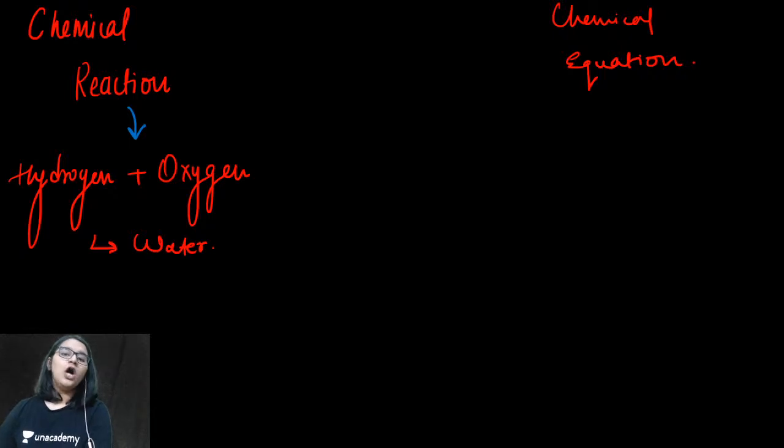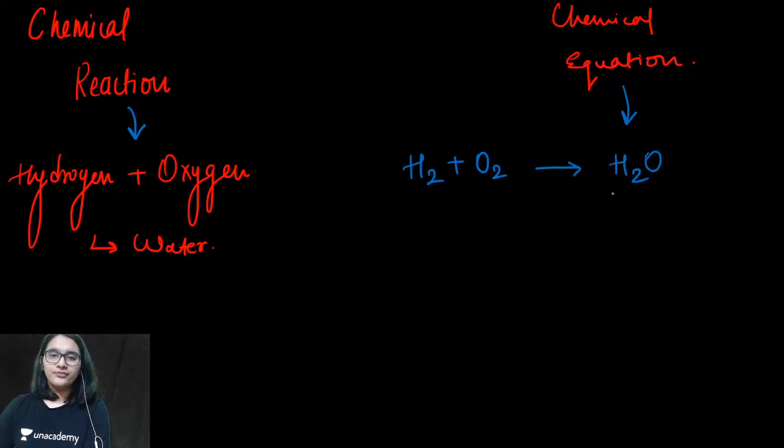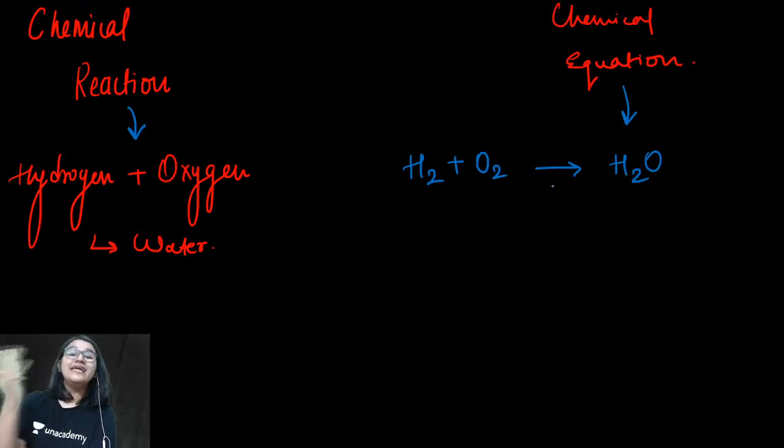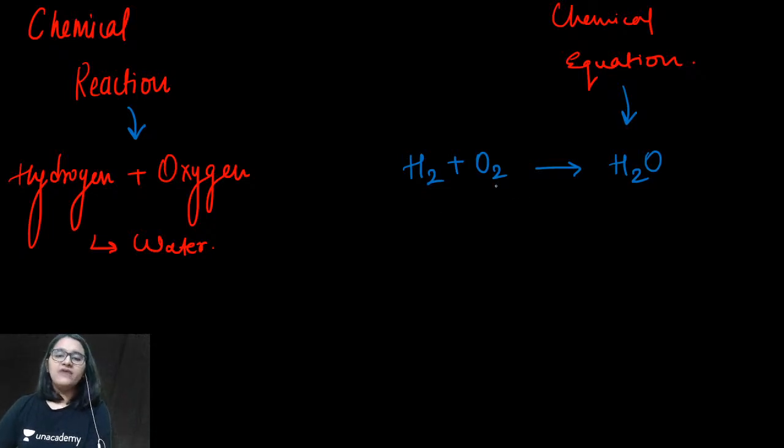Understood? But what is a chemical equation all about? A chemical equation is the one where we go into details, where we talk in symbols. For example, hydrogen is H2, oxygen is O2, and it is giving you H2O. Over here the reaction is not balanced. Balancing reactions we'll be doing in the next session, so don't worry about it over here. So I have hydrogen, I have oxygen, together they give you water.